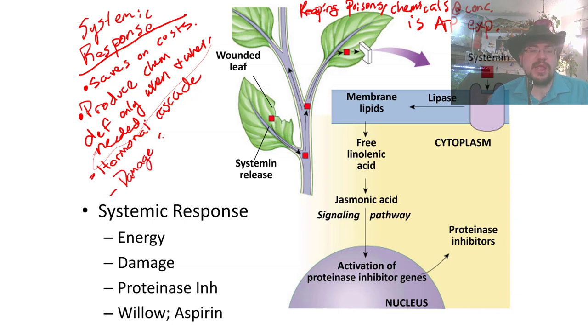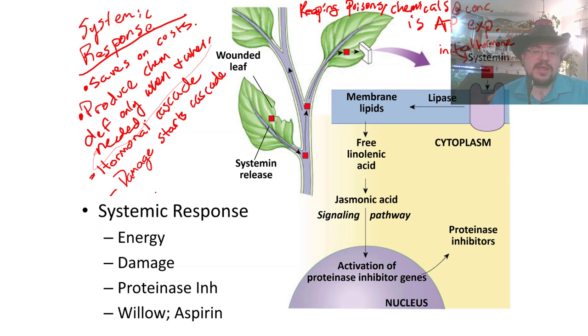So damage to the plant starts the cascade. They generally refer to the first hormone involved in the cascade as systemin. So this is the initial hormone of the cascade. Basically, damage to the plant stimulates systemin to be released by that damaged tissue. Systemin travels throughout the entire plant and then triggers the response where necessary.